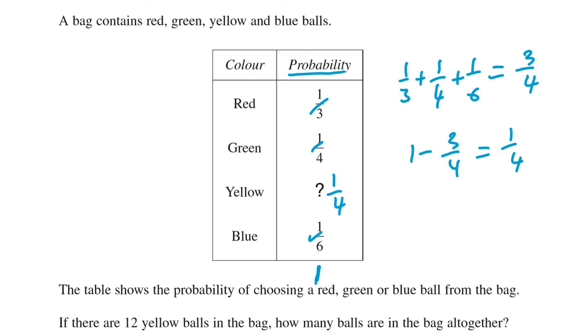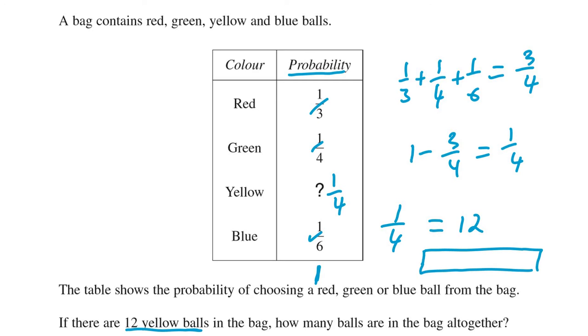Then the question says, if there are 12 yellow balls, which means that 1/4 is equal to 12 yellow balls. So it's like this. I just draw a very basic understanding of fractions. See, like this: 2, 3. Each of these is 1/4, so each of these is 12. See, 1/4 is 12. So another 12, another 12, another 12.